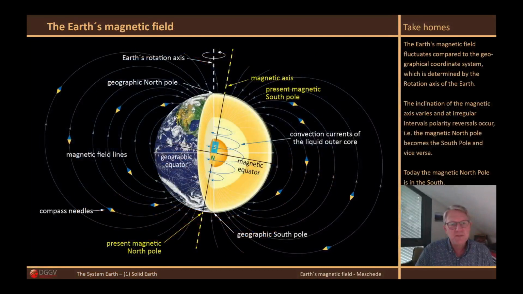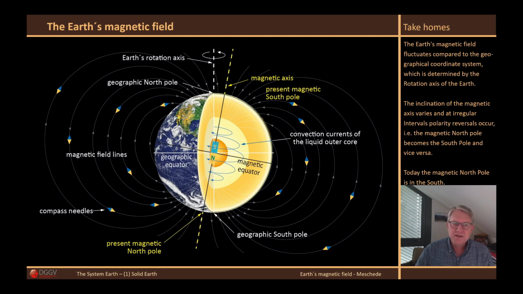Let's have a look at the Earth's magnetic field. Today, we assume that the magnetic field is essentially created by strong currents in the liquid outer core of the Earth. The Earth's core consists largely of iron, and therefore we can assume that the Earth acts like a huge bar magnet around which the magnetic field is built up. This magnetic field is usually represented with the magnetic field lines, whereby the field lines are directional. That means that the lines always run out of the magnetic North Pole and back into the magnetic South Pole. They are, therefore, a directional quantity and can be described as a magnetic vector.